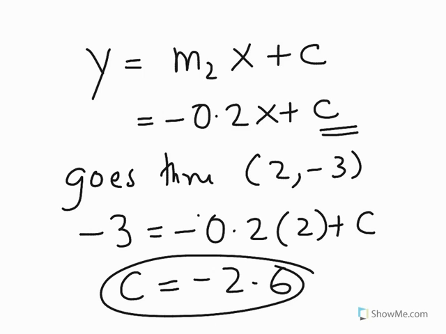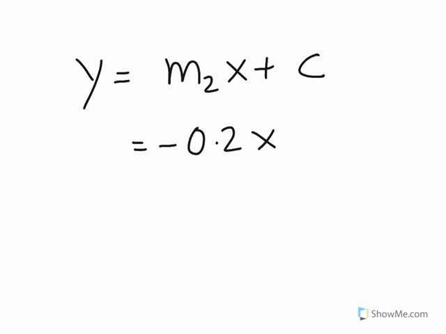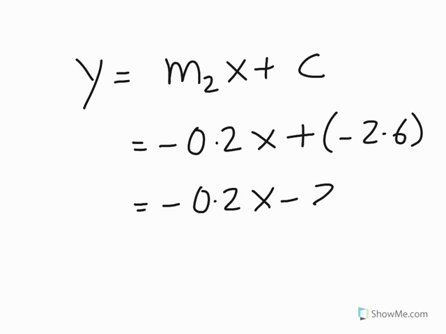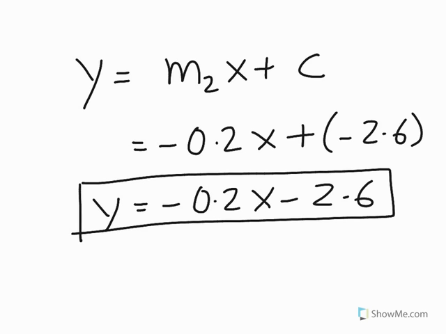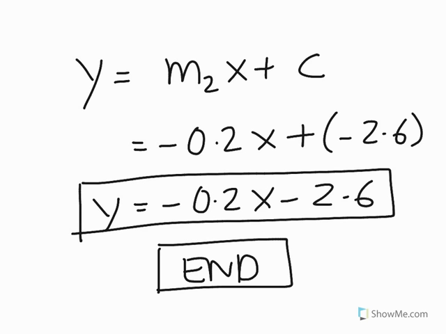So I've been able to find out what the intercept is, and I've been able to find out what the slope is. That tells me that the equation of the straight line, which is m2x + c, with m2 being -0.2 and c being -2.6, gives me y = -0.2x - 2.6, and that is the equation of the straight line we're trying to find. And that is the end of this segment.